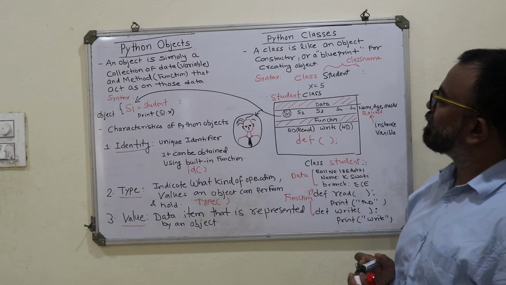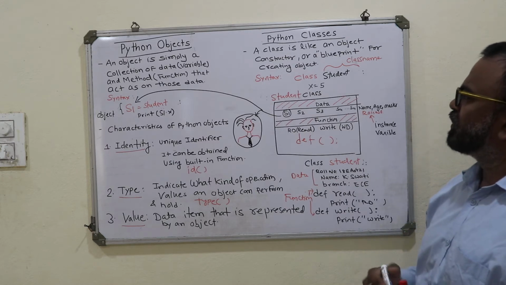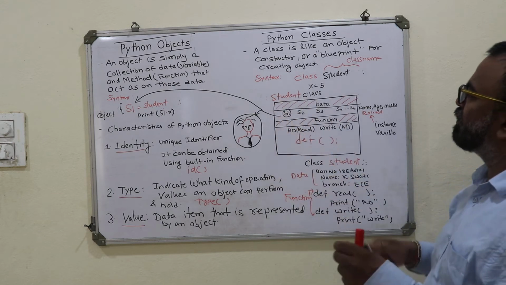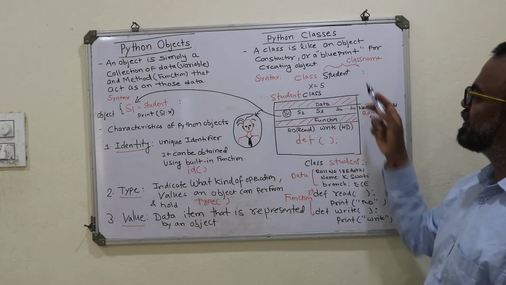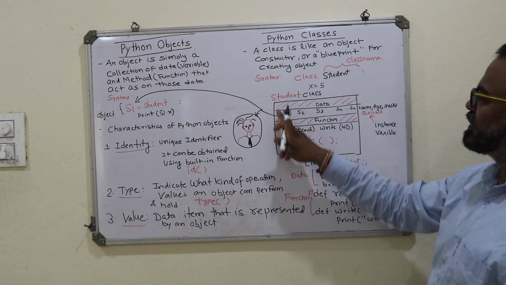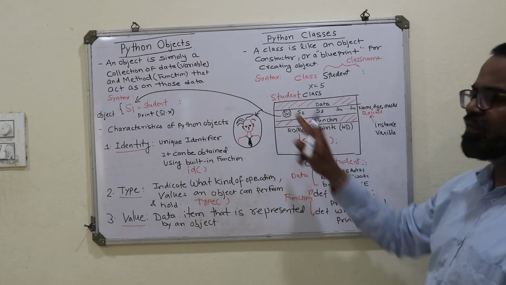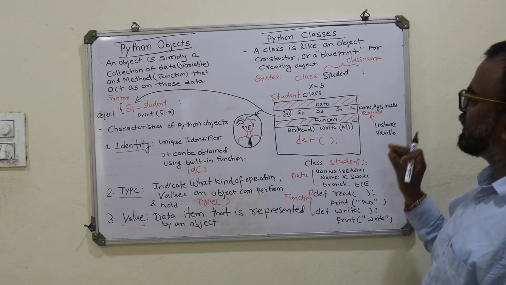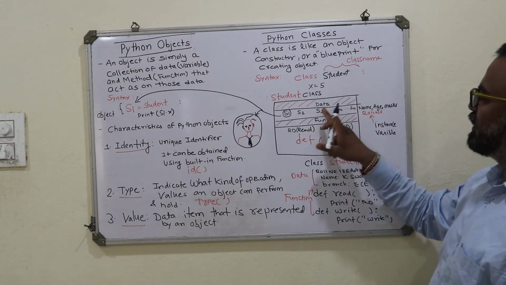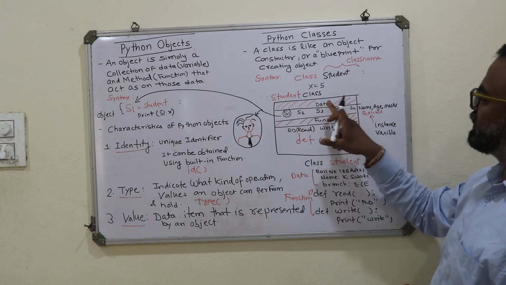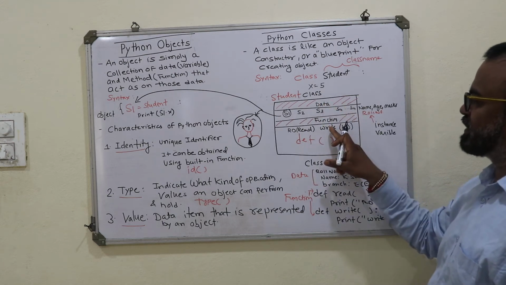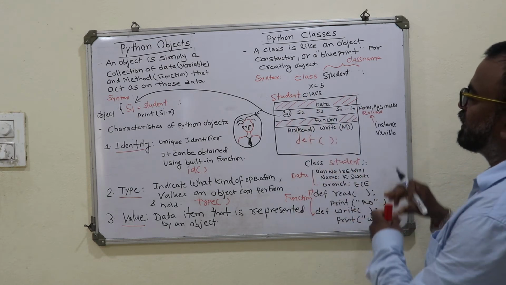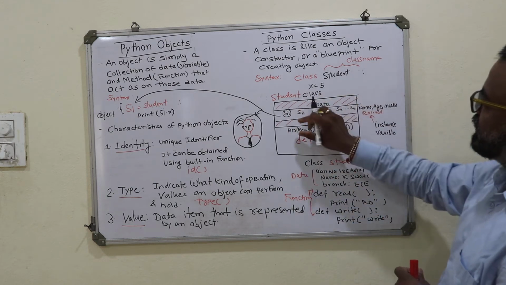You can take many examples. Here we have defined one class, and the name of the class is Student. You can see that this class has two important things. A class consists of data, and it consists of functions.